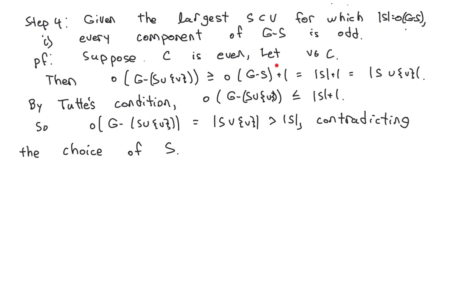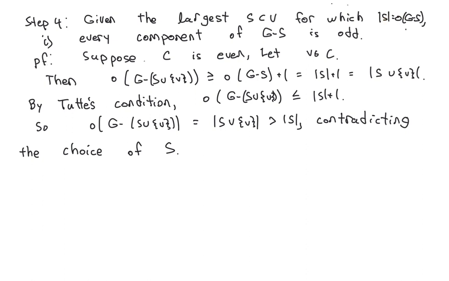Because of this assumption, the number of odd components of G minus S is the size of S, and so we see that the number of odd components of G minus S union V is at least the size of S union V. But by Tutte's condition, that's also the upper bound. And so when you've shown A is greater than or equal to B and A is less than or equal to B, you know A is equal to B. So we know that the number of odd components of G minus S union V is equal to the size of S union V. But this is strictly larger than S, so it contradicts this assumption that we started with the largest proper subset for which equality holds.